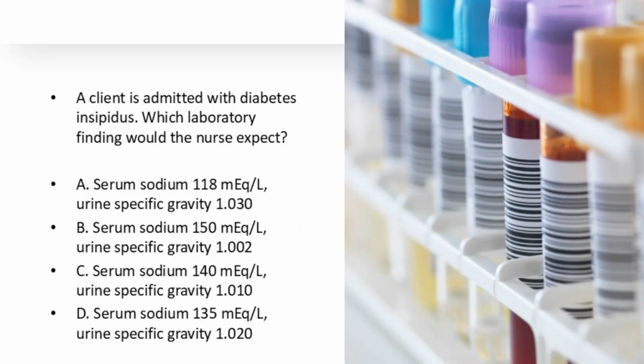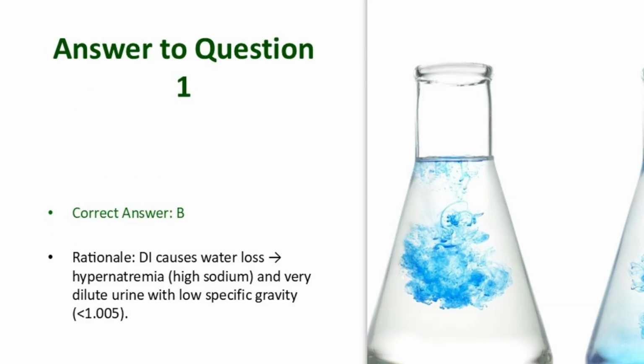Question 1. A client is admitted with diabetes insipidus. Which laboratory finding would the nurse expect? A. Serum sodium 118 milliequivalents per liter, urine specific gravity 1.030. B. Serum sodium 150 milliequivalents per liter, urine specific gravity 1.002. C. Serum sodium 140 milliequivalents per liter, urine specific gravity 1.010. And D. Serum sodium 135 milliequivalents per liter, urine specific gravity 1.020. The answer will be B.